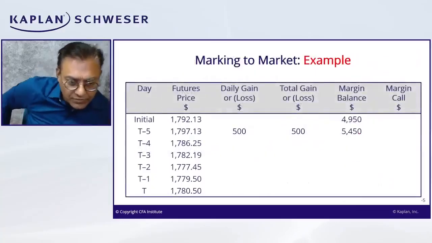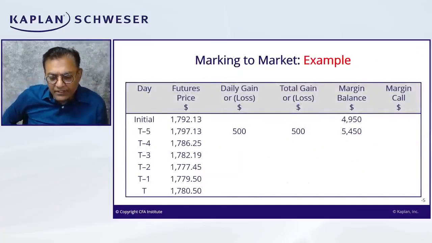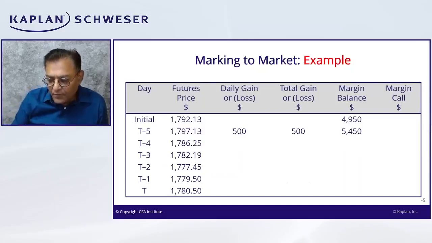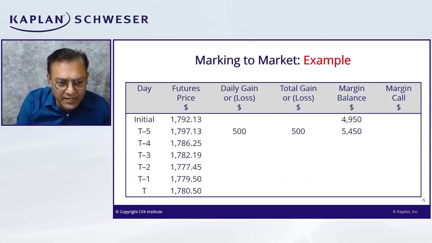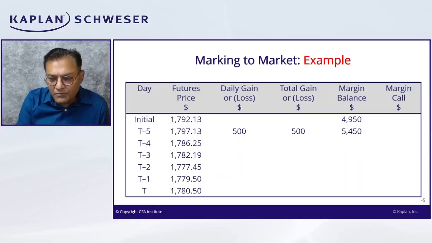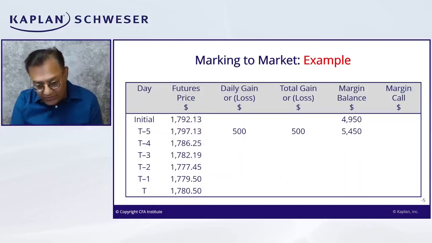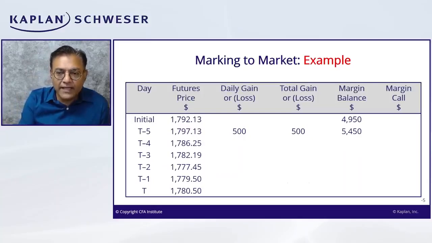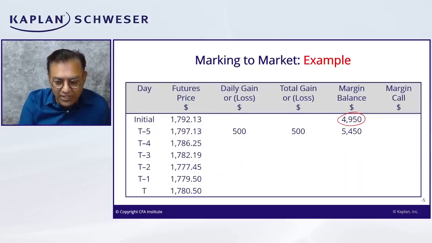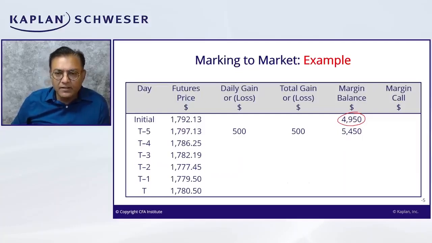Okay, so we are now going to look at a marking to market example, taking it to multiple days. Your initial futures price was 1792.13. We are going to tweak this example so that the variation margin is equal to the amount necessary to bring it back to the original margin balance of 4,950. So the contract does not say that the variation margin should bring it to the minimum margin level, but rather to the original margin balance of 4,950. So this is a slightly different example.